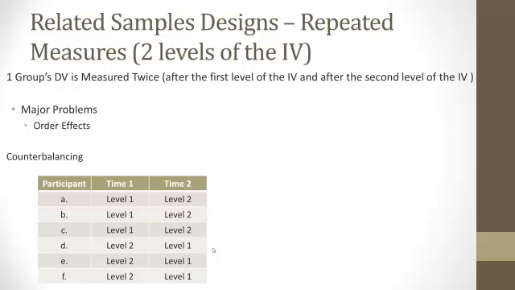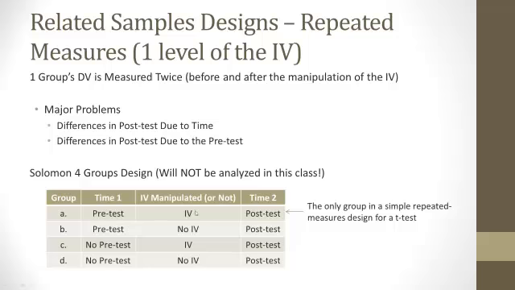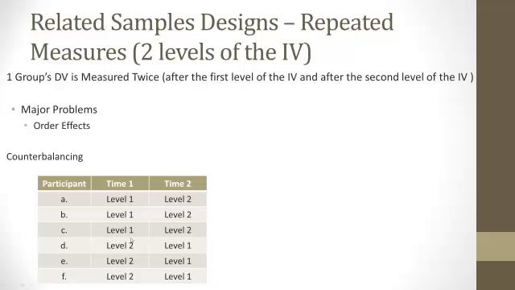Now, another variation of the repeated measures design is when you have two separate levels of the independent variable. So for instance, let's say we were wanting to look at the effect of morphine versus the effect of fentanyl on pain. So this is when one group's dependent variable is measured twice, but not just, okay, dependent variable is measured, then something's manipulated, they're given a drug, for instance, and then they're measured again. They're receiving two separate levels of the independent variable and are measured on the dependent variable immediately after getting that level of the independent variable or that treatment.